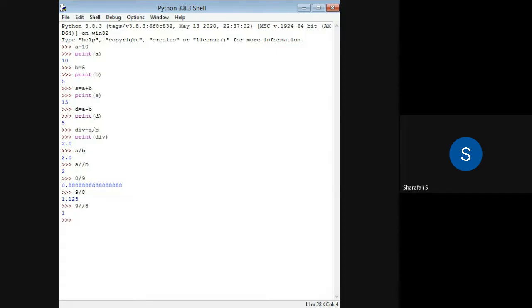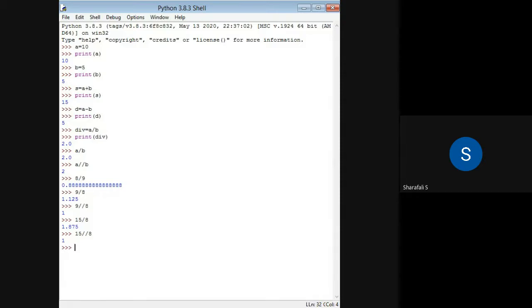Similarly, you can also go for 17 by, sorry, not 17, it's 15 by 8, let's say. This is 1.875, right? If I am using floor division here, 15 by 8, I'll be getting again 1. So the decimal part will be taken off when you are using floor division.